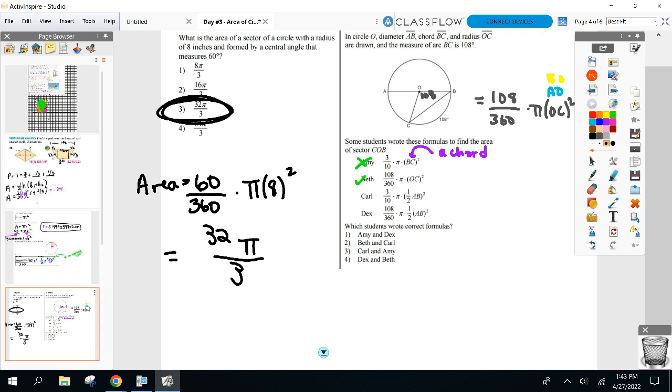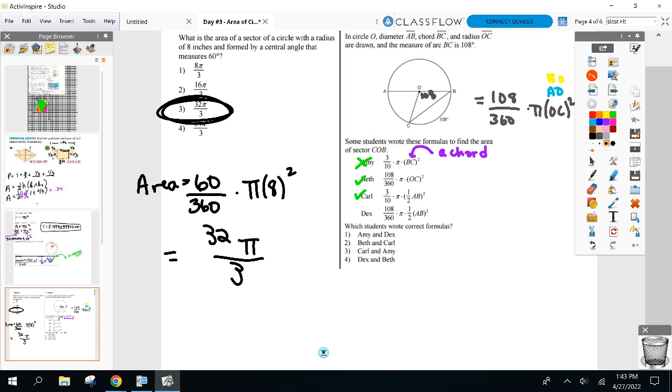All right. Is Carl's all right? Yes? No? Why are we shaking our head yes? Half AB. What's AB? The diameter, so I took half of it. Same thing as the radius, right? So Carl's good. So we know Dex, definitely Dexter. How is he good?